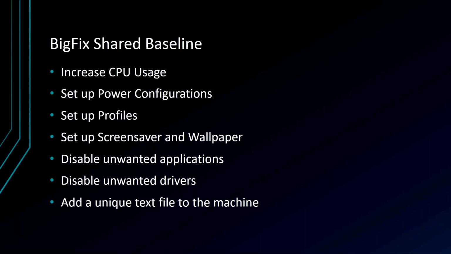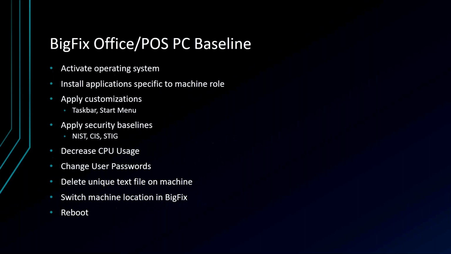And then the most important part is the last piece, that unique text file. For us, we have Relevance that looks at the computer name and creates a blank text file indicating what kind of PC that is, whether it be a point of sale or an office computer. Then the next piece of the Relevance looks for that text file and says, hey, that's a point of sale, I'm going to kick off this other baseline.